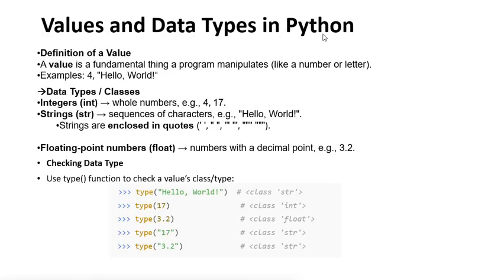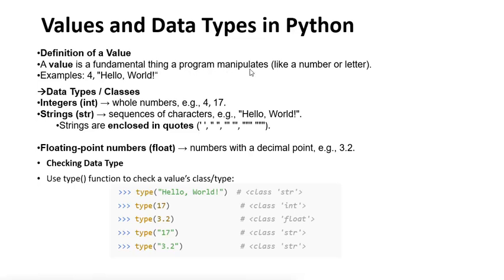Values and data types in Python. Let us see the values and data types present in Python. Definition of value: a value is a fundamental thing a program manipulates. For example, for Hello World, these are all the values. Got it? A value is a fundamental thing.